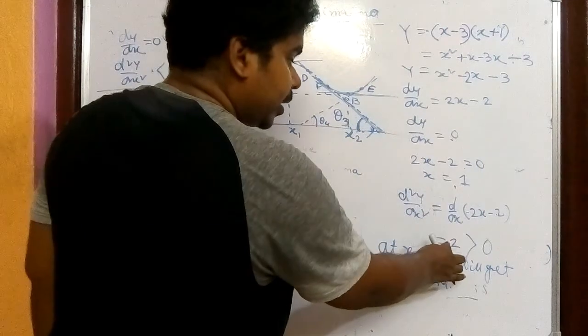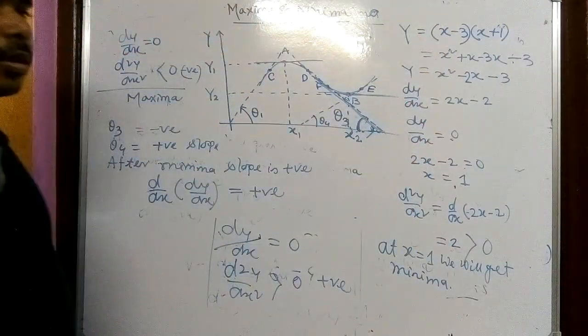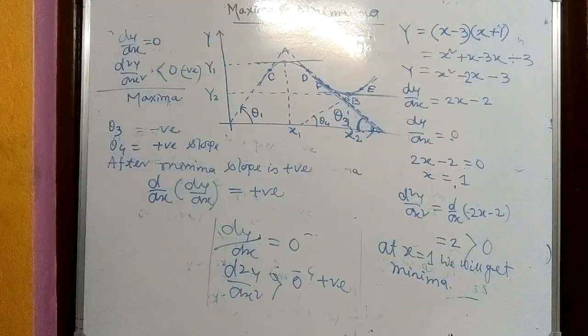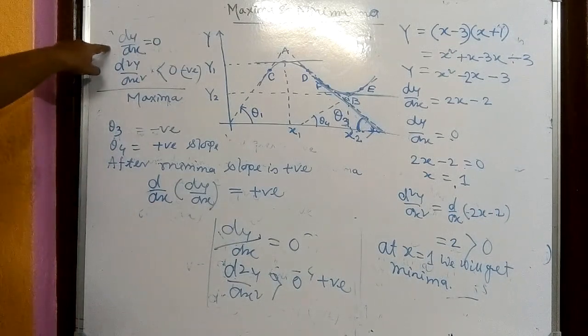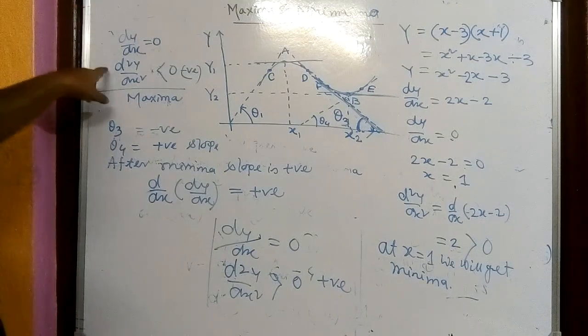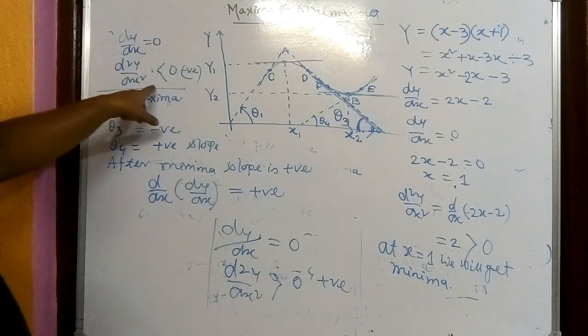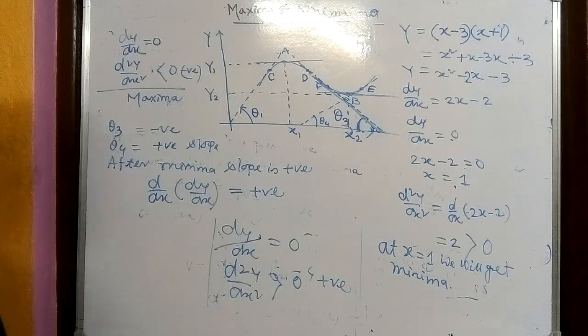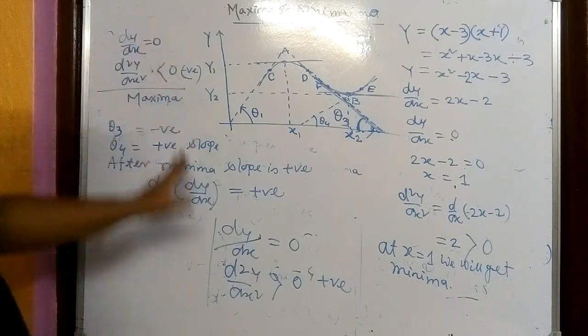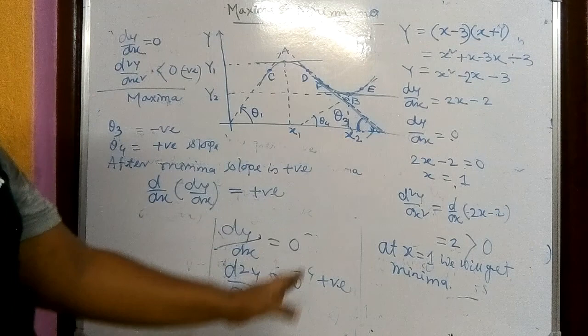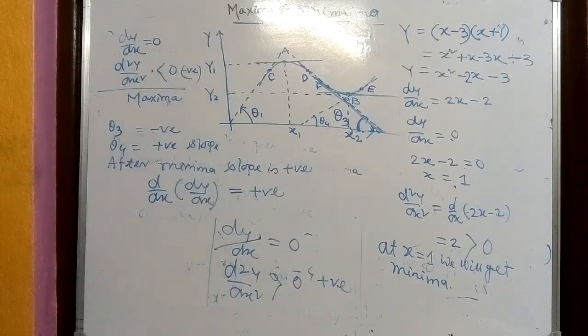So it is not that in a function we will always get maxima and minima together. Sometimes in a function we will get maxima, sometimes we will get minima. The rule is, first you have to make dy by dx equals to 0, and then do d2y by dx2. If d2y by dx2 is less than 0, then you will get maxima. If d2y by dx2 is greater than 0, then you will get minima.